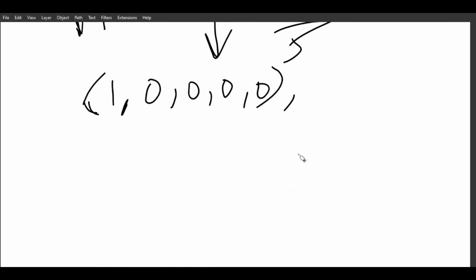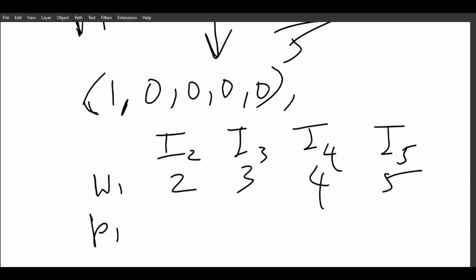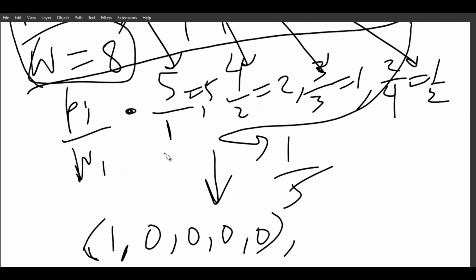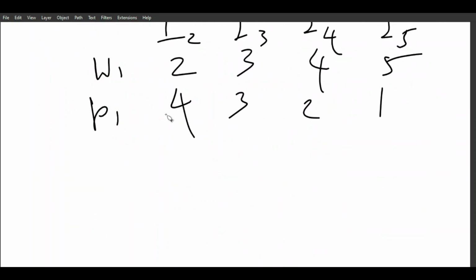So we write items 2 up to 5. Taking the smaller subproblem, we get I2, I3, I4, I5, having weights 2, 3, 4, 5 and profits 4, 3, 2, 1. Now the knapsack capacity: weight 1 is already there. So what is the remaining capacity? It is 7. Capital W is 7.